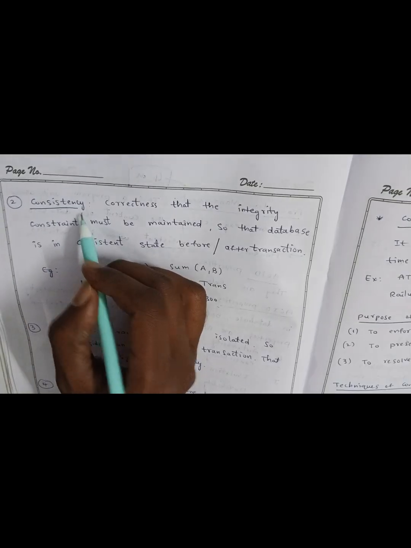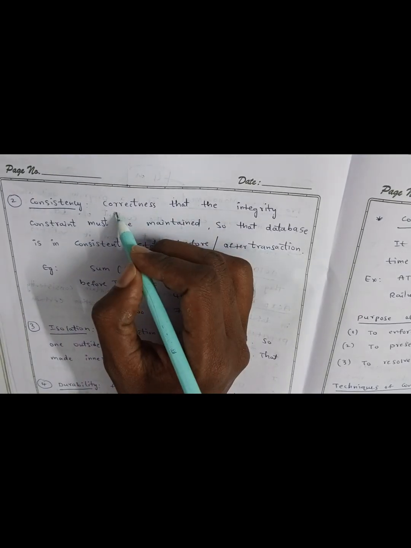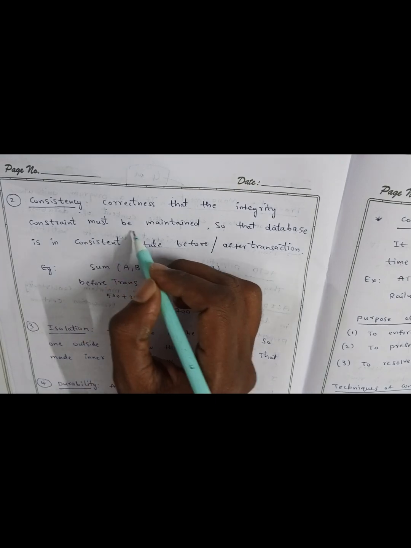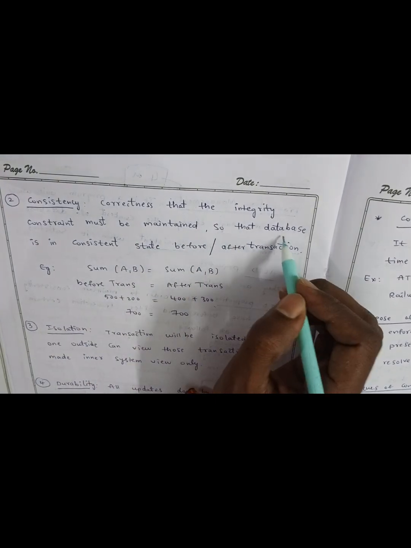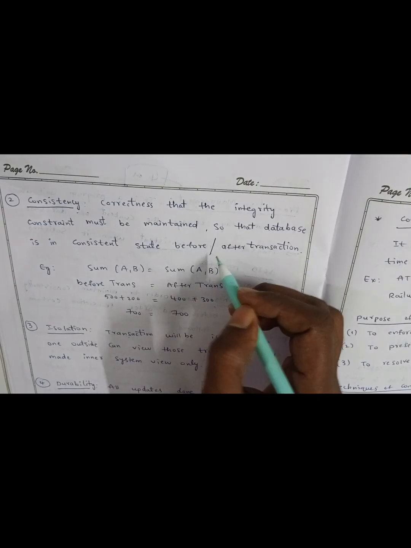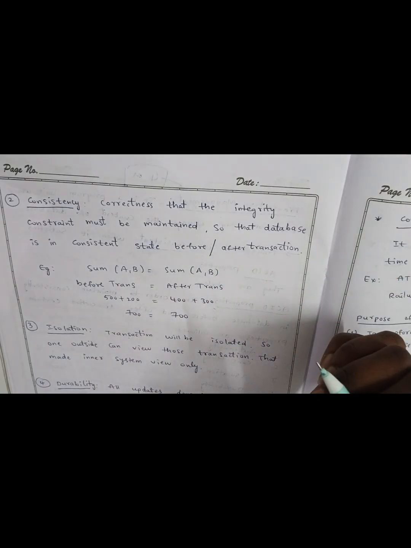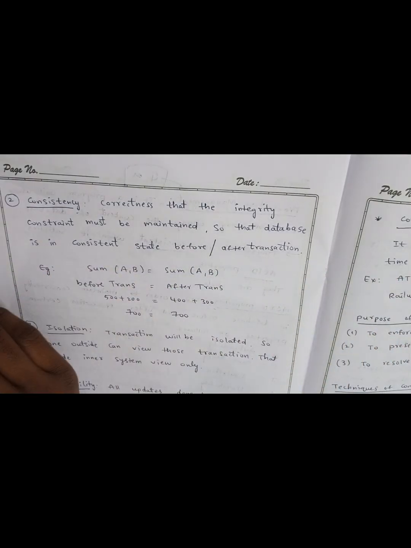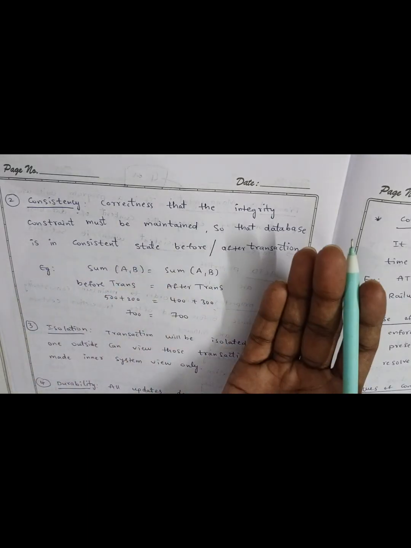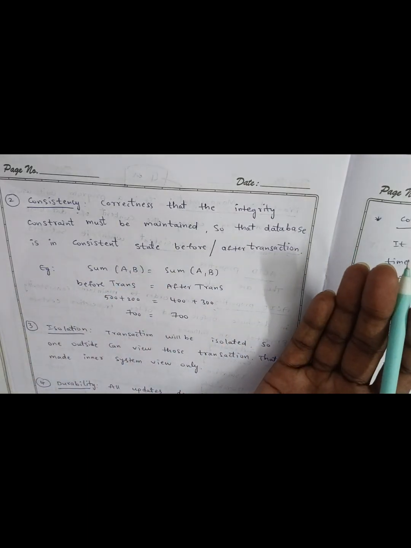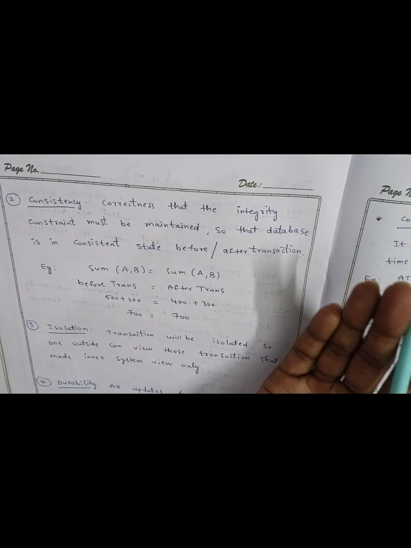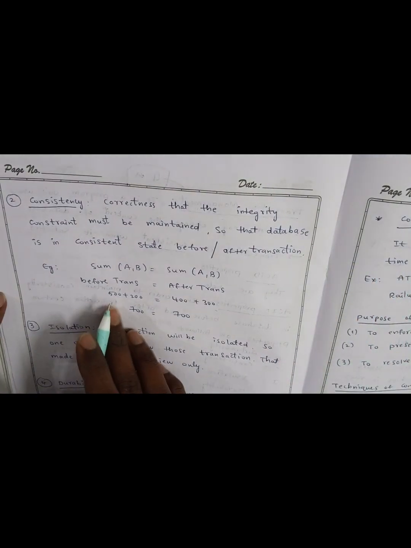Next is consistency. Consistency means correctness, that the integrity constraints must be maintained so that the database is in a consistent state before and after the transaction. The changes made before the transaction are equal to those after the transaction. Before money is equal to after money, that is shown here.